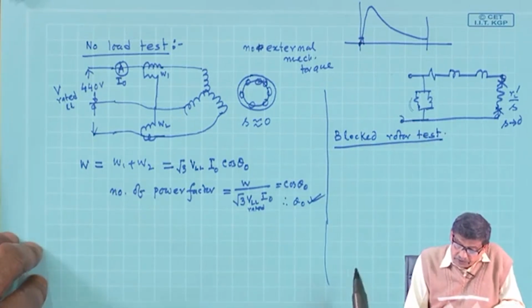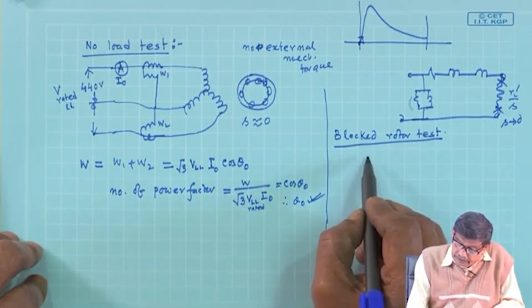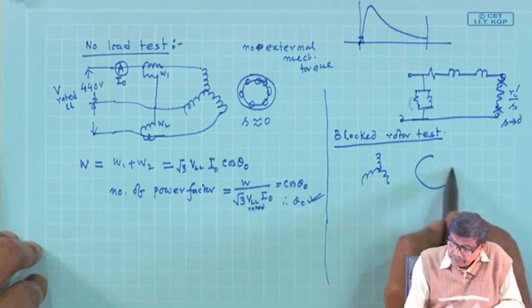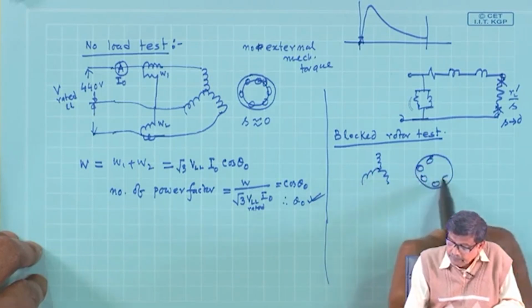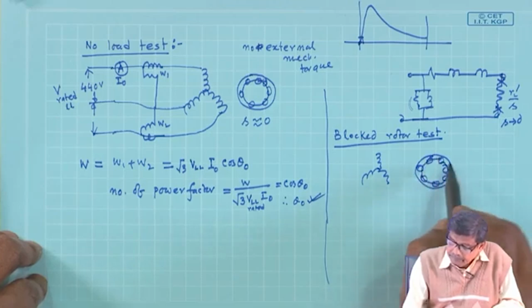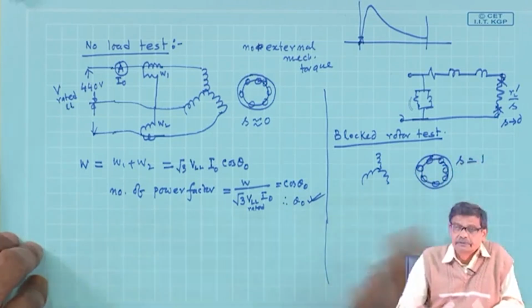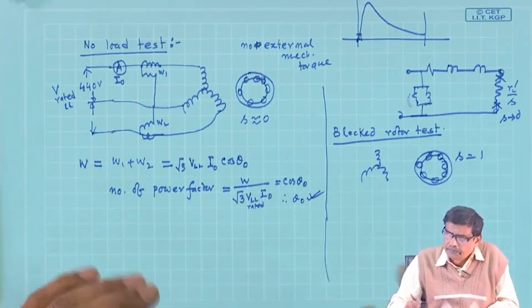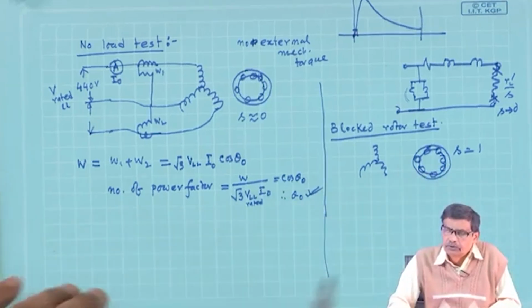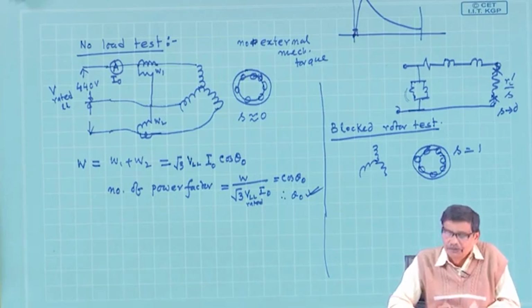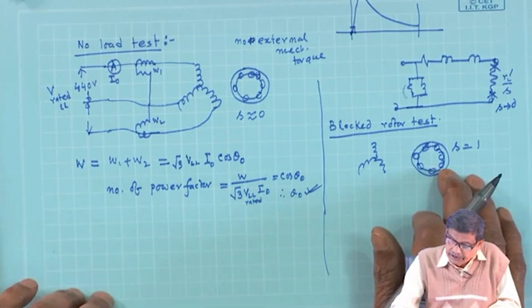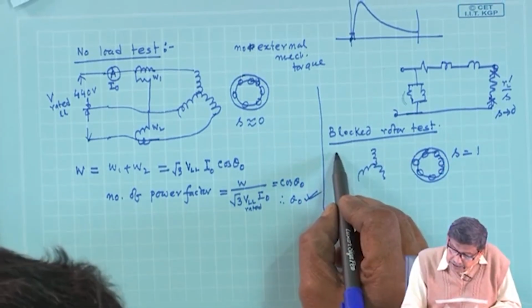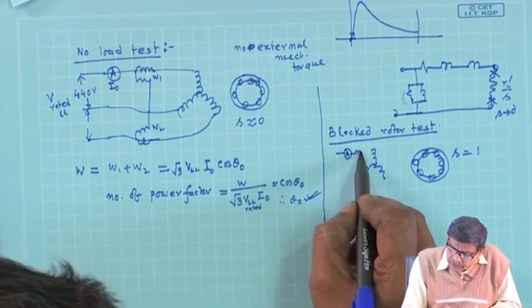In the blocked rotor test, you use the same circuit diagram. Set S equal to 1, that is, lock the rotor. Do not hold it by hand; make some mechanical arrangement so that the rotor is locked and not allowed to move. So S equal to 1 is ensured, that is what blocked rotor means. Then, in the same way, you connect an ammeter and 2 wattmeters.